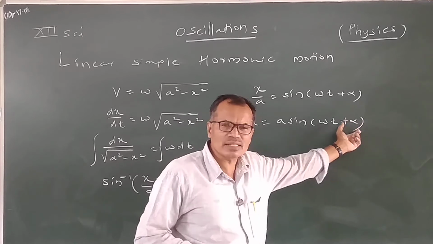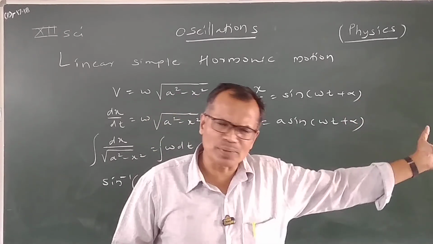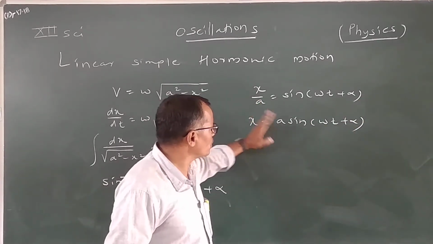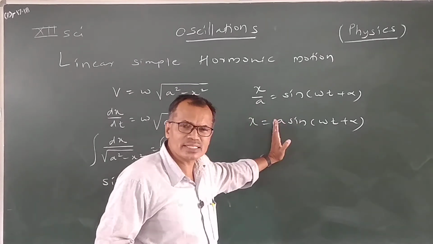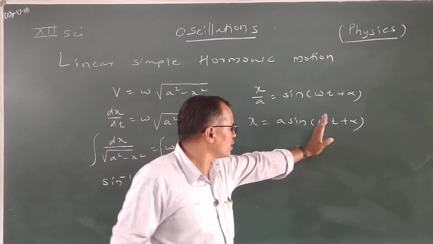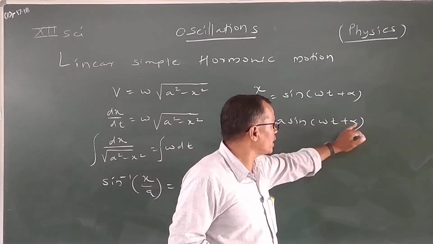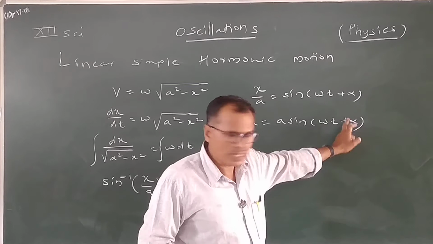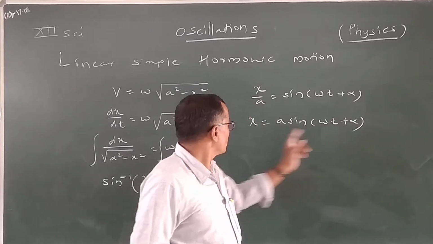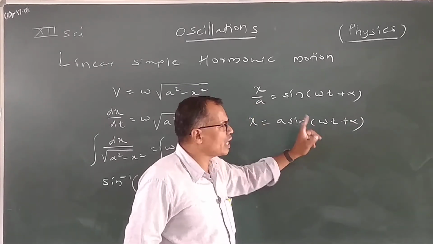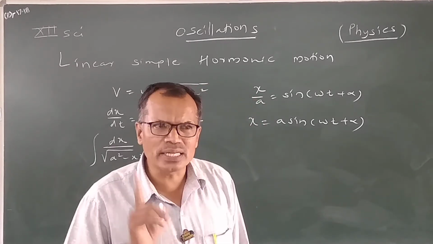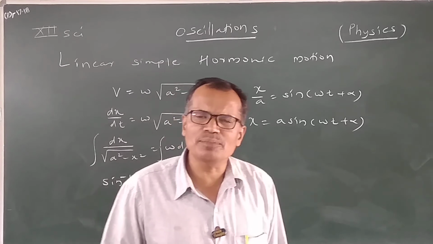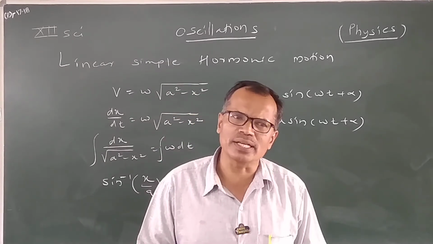It is also called the initial phase. In the next lecture we will see what happens, but just keep in mind that x equal to a sin(omega t plus alpha), where x is the displacement, a is the amplitude, omega is the angular velocity, and alpha is the initial phase. This is the general equation of displacement for a particle performing linear simple harmonic motion.